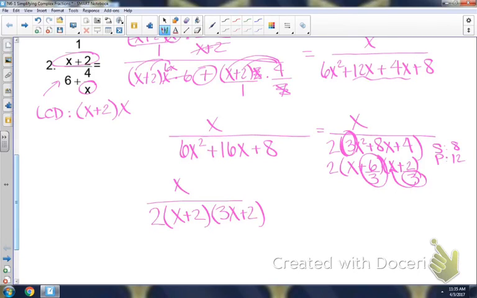From here, check to see if anything cancels. We cannot cancel this x with this x. Okay, so that's as far as we can go.